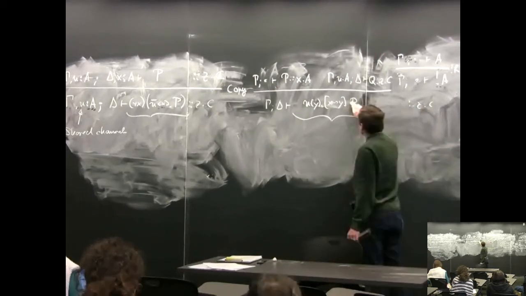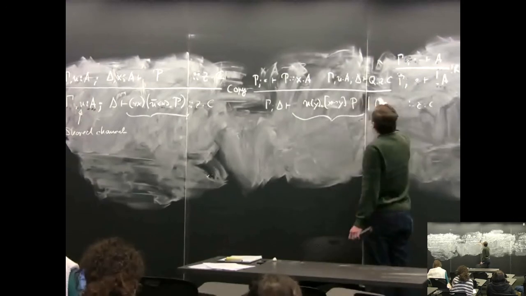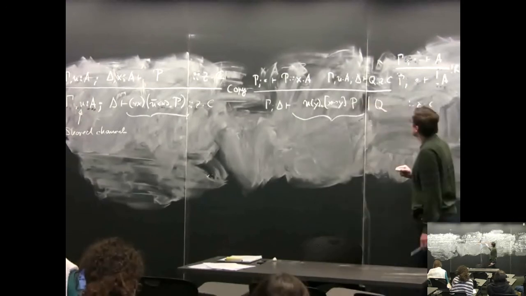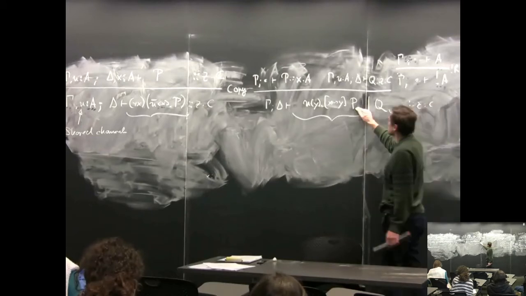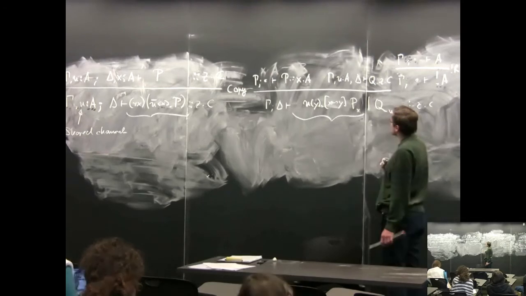We need to run P. And of course, Q has to run. Let's say Q depends on U, P depends just on X. Okay, something like this.